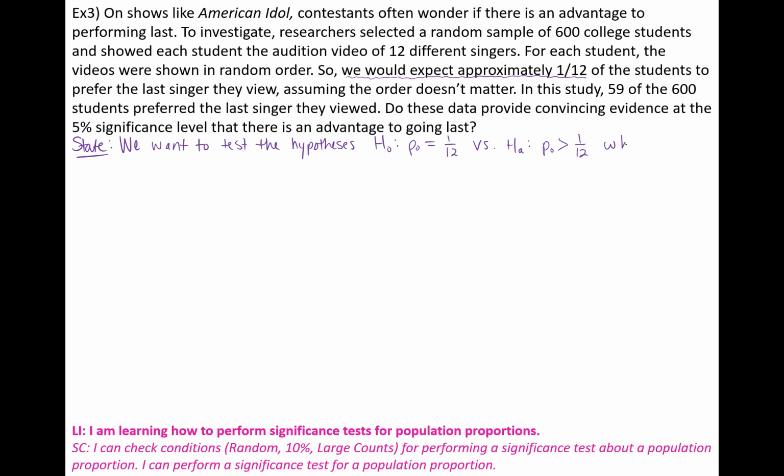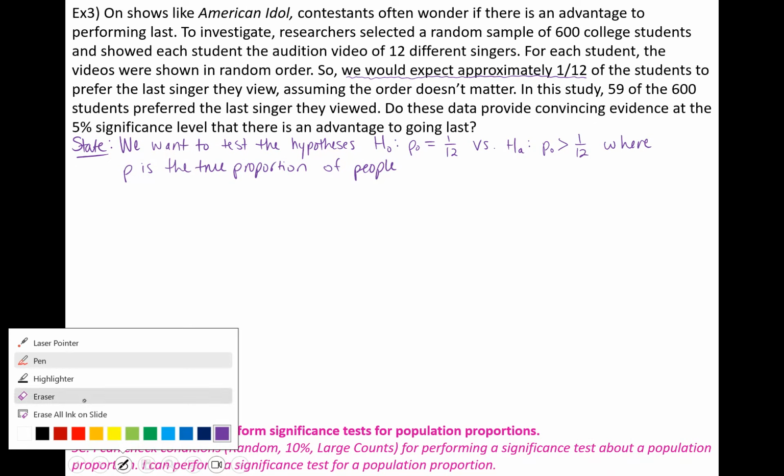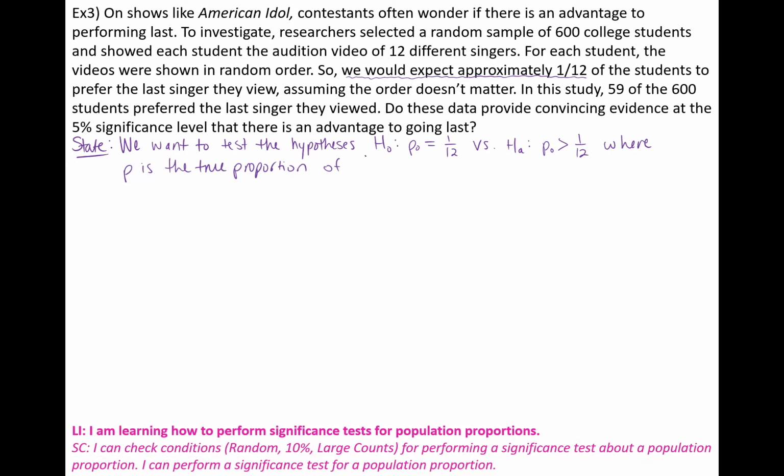And then we have to say what that p naught is, because we introduced p naught and we haven't said what it is in our problem yet. So we would say where p, the p we're talking about, is the true proportion of students, because this was done with students, and I might even be more specific and say college students, but that's all right, of students who prefer the last contestant.